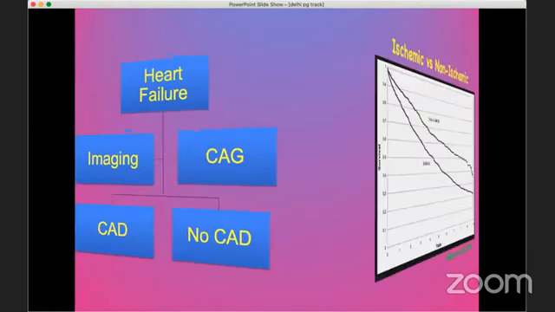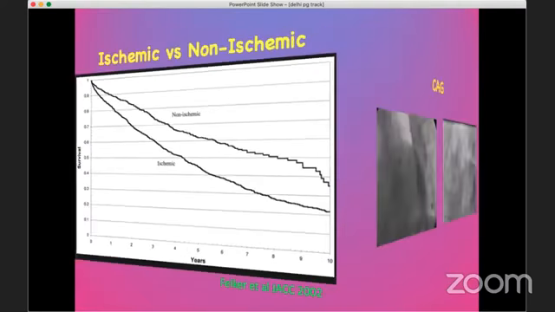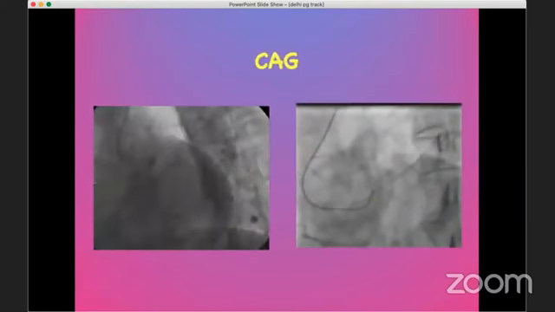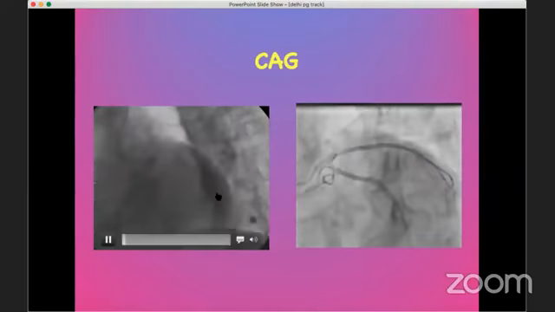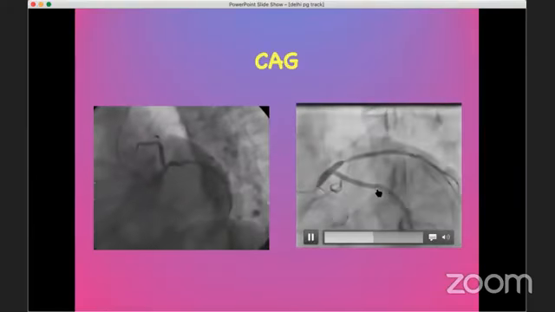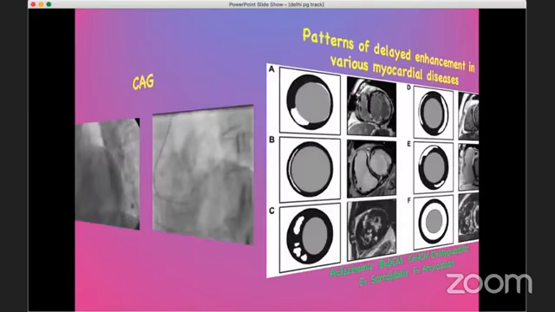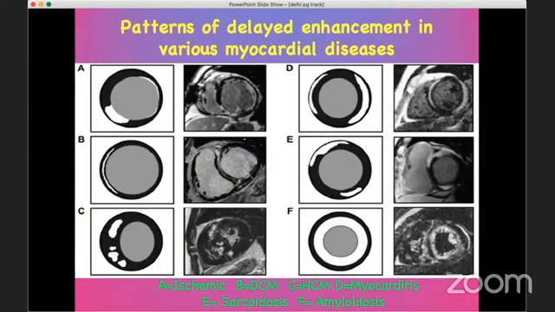And we have been traditionally taught based on Felker's data many years ago that ischemic patients generally have a lower survival. And we have been looking at it by doing angiograms like the one on the left is normal. And here you have a patient with a total occlusion of the LAD. However, over time, the MR has been a very good tool in looking at these patients and assessing whether coronary artery disease is there or not, or rather if coronary artery disease is playing a role in these patients.